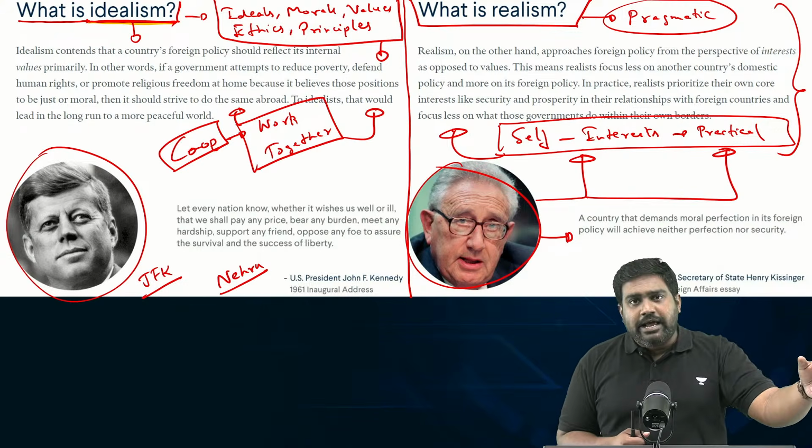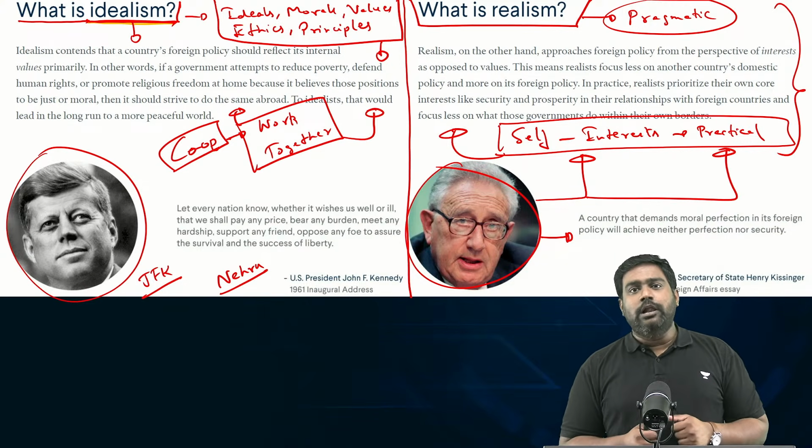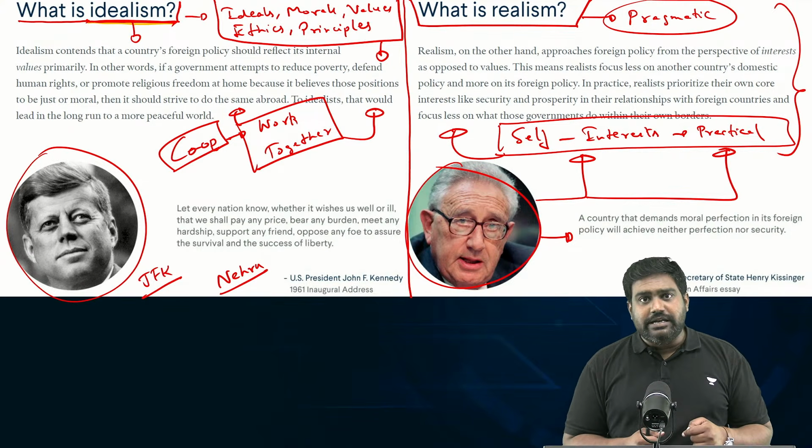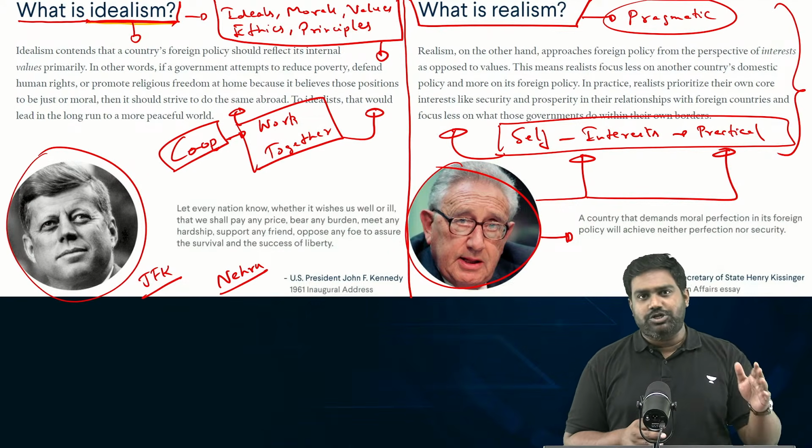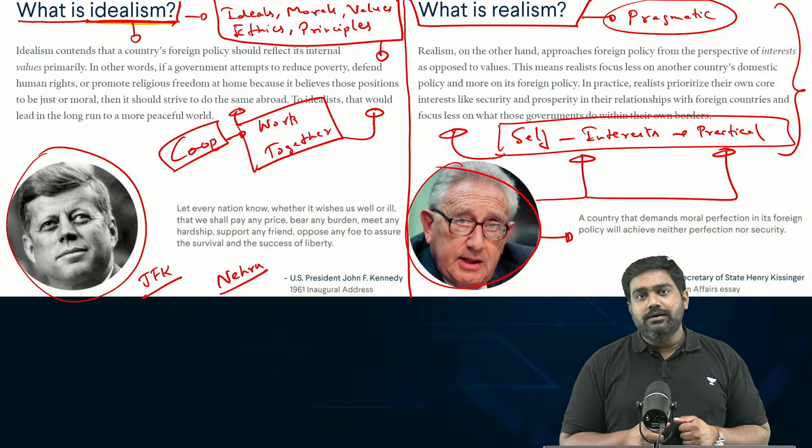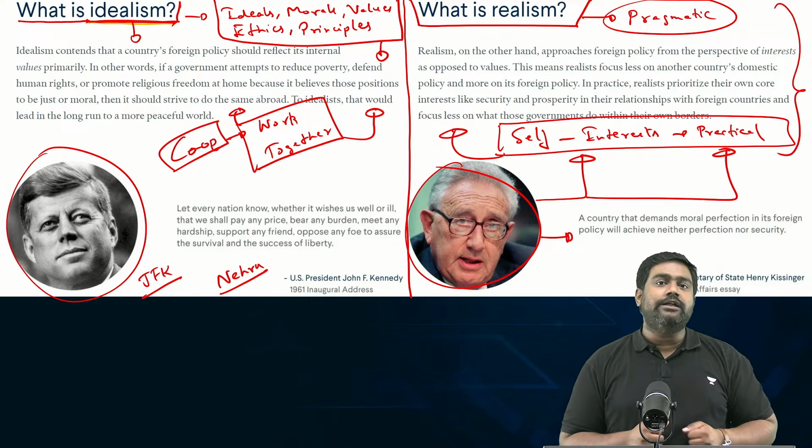For example, in Ukraine, we know Russia has broken international law by violating Ukraine's sovereignty. It has committed war crimes. But we remain silent. We don't blame Russia. We don't criticize Russia explicitly. Why? Russia is critical for Indian interests.